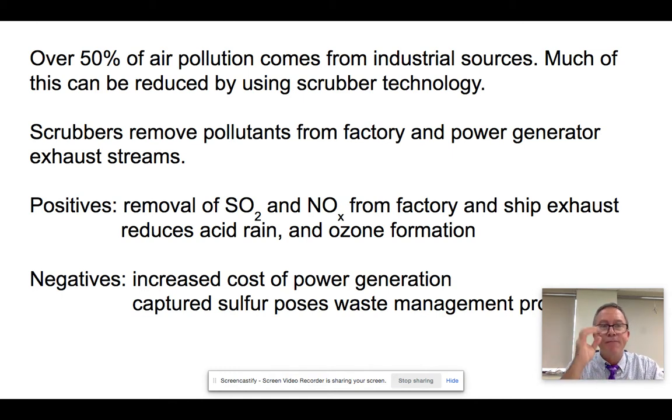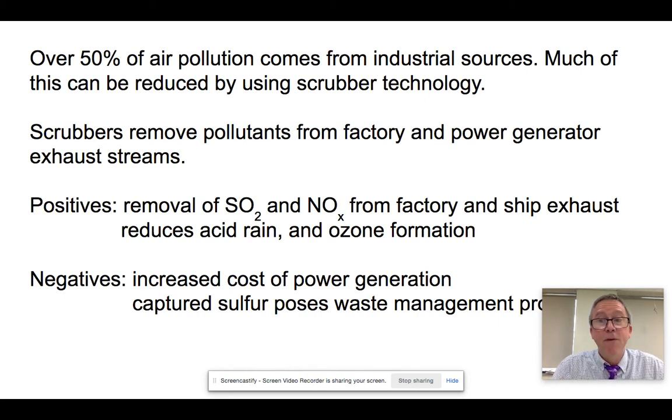All right. Now, the positives are you take out the SO2, you take out the NOx, you take out the PMs. Well, what happens? Well, first of all, air quality improves. There's less acid rain. Ozone isn't forming if there isn't any NOx. So these are some pretty serious positives. Now, the negatives are it's not cheap. Now, the good news is the technology is already in existence.